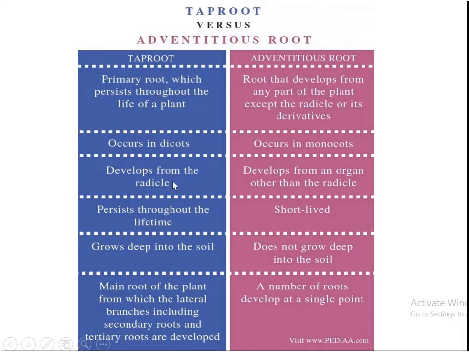The taproots develop from the radicle, and adventitious roots develop from other organs rather than the radicle. Taproots persist throughout the lifetime, while adventitious roots are usually shorter-lived. The taproot grows deep into the soil, and adventitious roots do not grow deep into the soil. The taproot is the main root of the plant, from which the lateral branches, including secondary roots and tertiary roots, develop. We already learned about it. And in the case of adventitious roots, a number of roots develop at a single point.